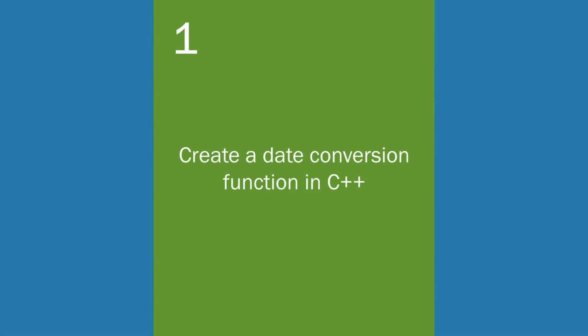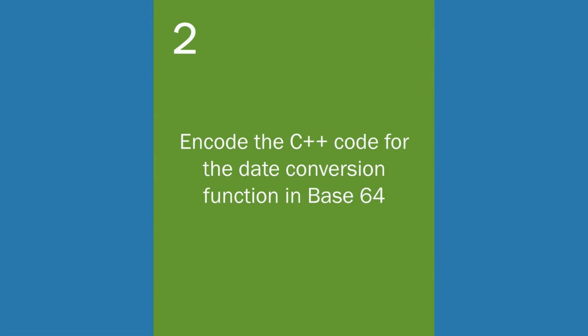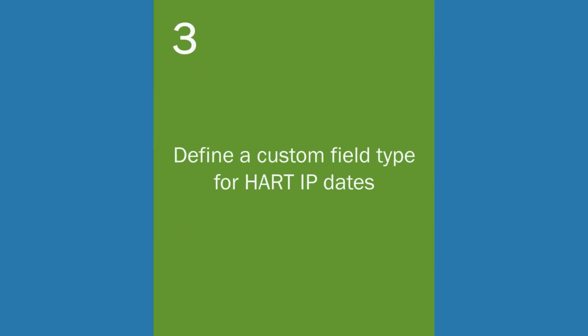Create a date conversion function in C++. Parsnip will automatically pass bytes to the function, so it needs to be built to handle bytes. Encode the C++ code for the date conversion function in base64. Define a custom field type for HeartIP dates. Custom field types should have a name, the name of the interpreting function, and what the function should return.